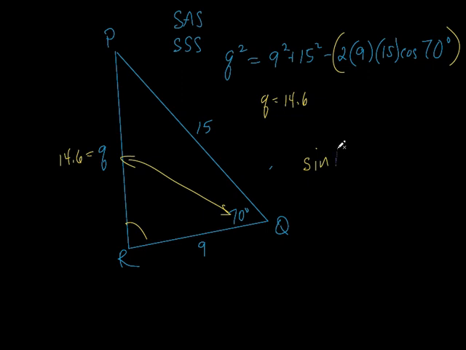It's the sine of R over what? 15 equals, over here, what is this? Sine of, yeah, but I know q. Right, sine 70 over 14.6. See, now I can use it because now I've got this side right here. Now I have an angle-side pair. Now I can solve for this. You don't have to cross multiply. You can if you want to.